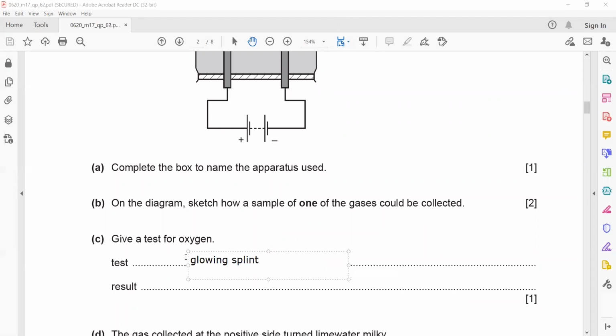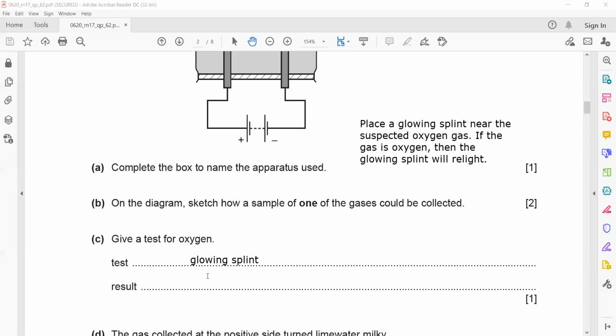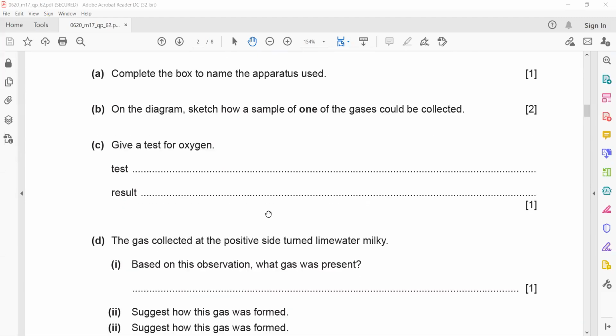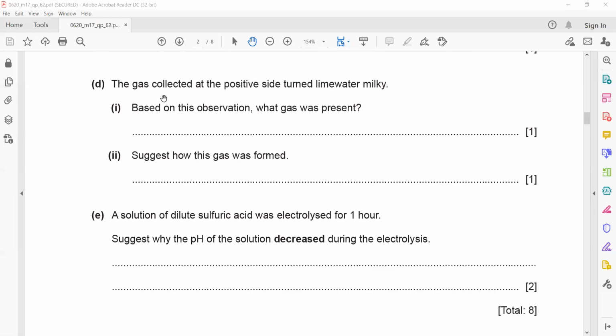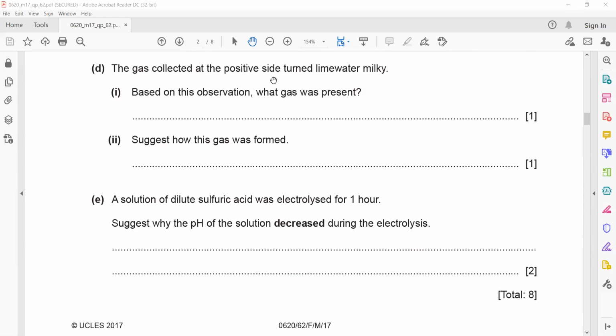The gas collected at the positive side turned lime water milky. Based on this observation, what gas was present? If the gas turns the lime water milky, that gives an idea that carbon dioxide gas is there, because carbon dioxide is the only gas which can turn lime water milky.